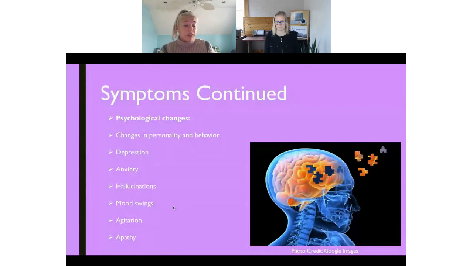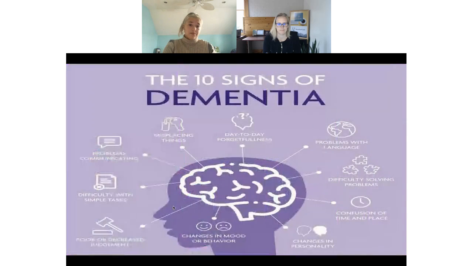Depression, very common with dementia. You're in an overall daze, you're confused, you can't express yourself, you grow depressed. Not always, but often. Anxiety, you grow anxious, you experience hallucinations, mood swings, agitation, and apathy. So there are, again, some 10 signs of dementia, more in depth, more exemplified.